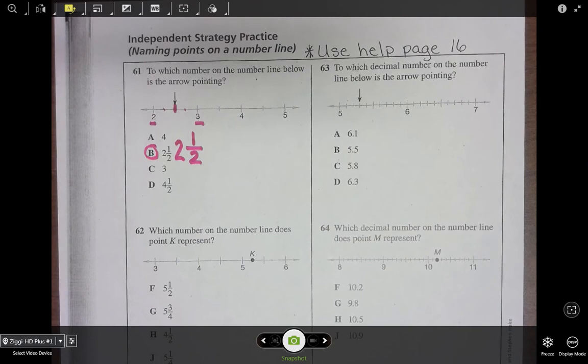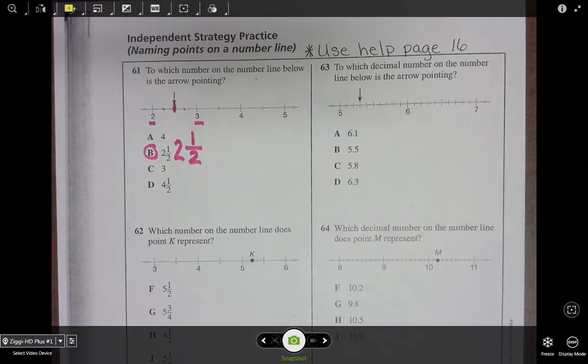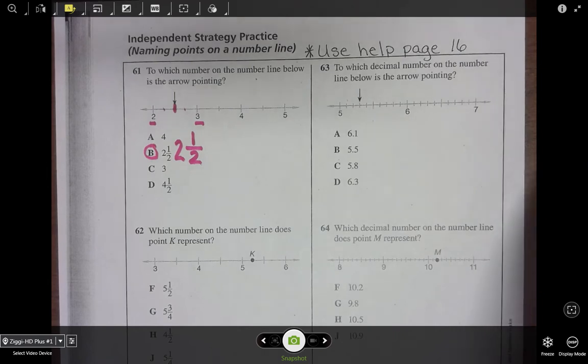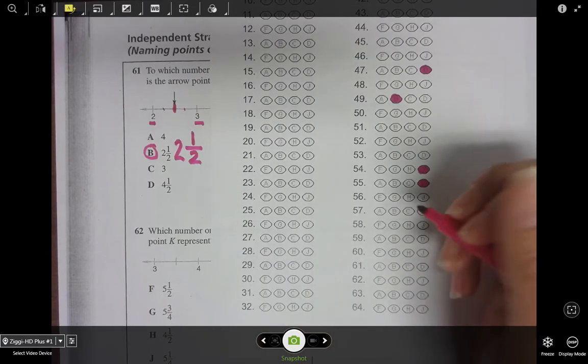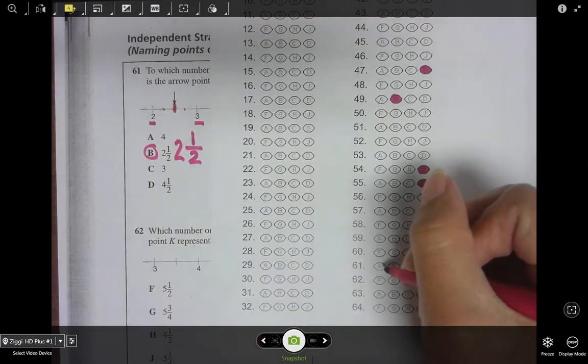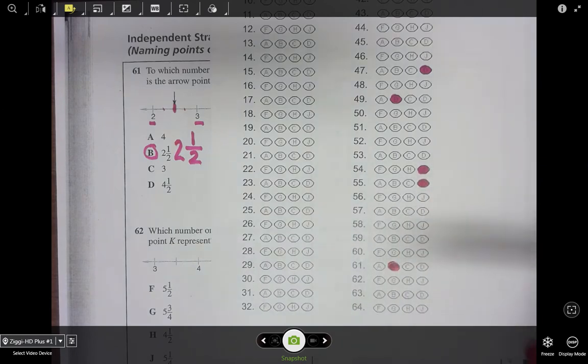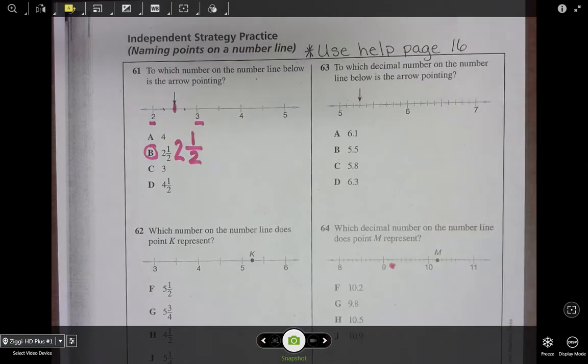So you're going to mark B there if you have it printed out. If you don't, it's not a big deal. You can just be looking at this from your phone or from your tablet or computer. And if you did have a bubble sheet, you could go ahead and mark that. So 61, the correct answer was B. Mark it on there. And I think we should do number 62 also.